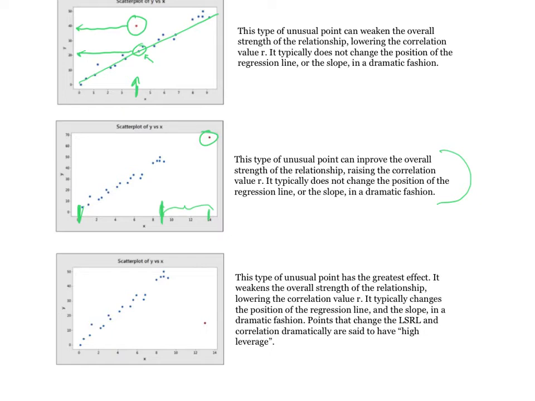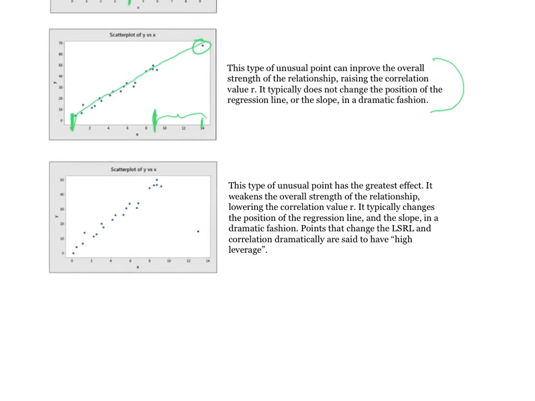Imagine that point is actually in line with the rest of the relationship. It just has a very far x value compared to the rest. So that actually improves the correlation coefficient, it gets it closer to 1, but it really doesn't change the position of the line.